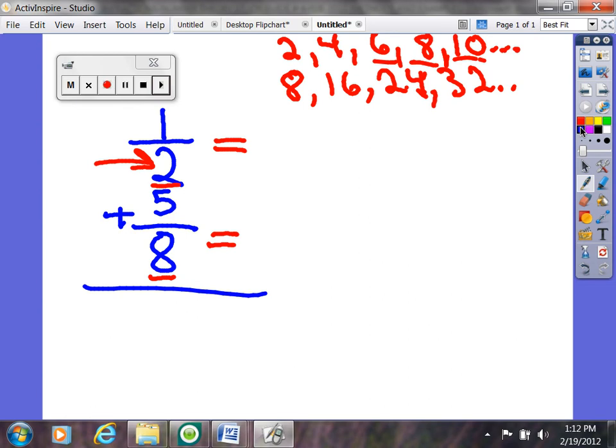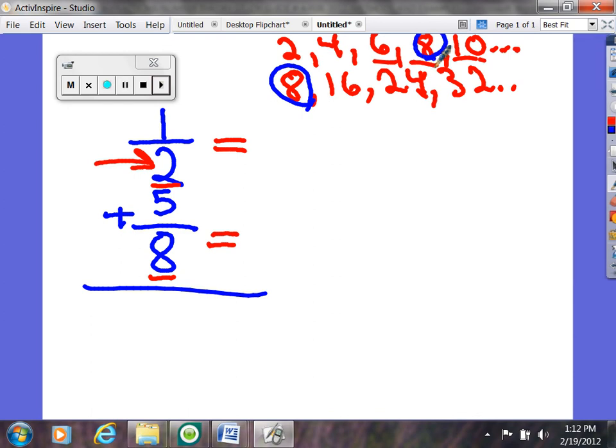Well, if you look at these two lists, I see an 8 here and an 8 here. Well, that's the lowest common multiple. So what I'll do now is I'll change them to 8s. Then I can either add or subtract them. Well, the good thing about this is this one is already in 8s, so 5 eighths equal 5 eighths.